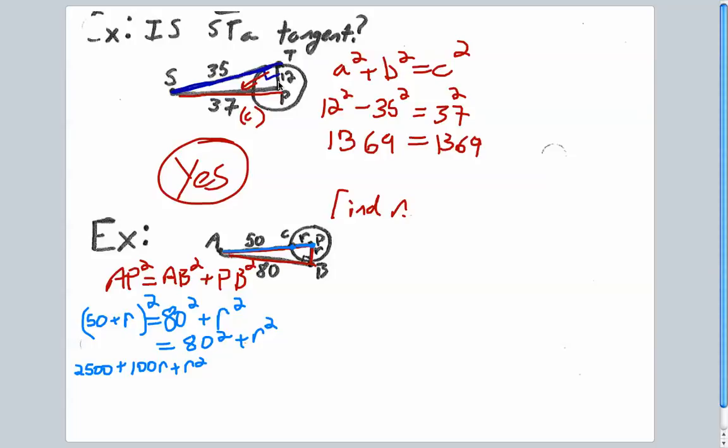Alright, and then let's move this whole thing up here. Okay, so maybe you can write this a little bit neater. So here's what I've got: 2,500 plus 100R plus R squared equals 80 squared plus R squared.